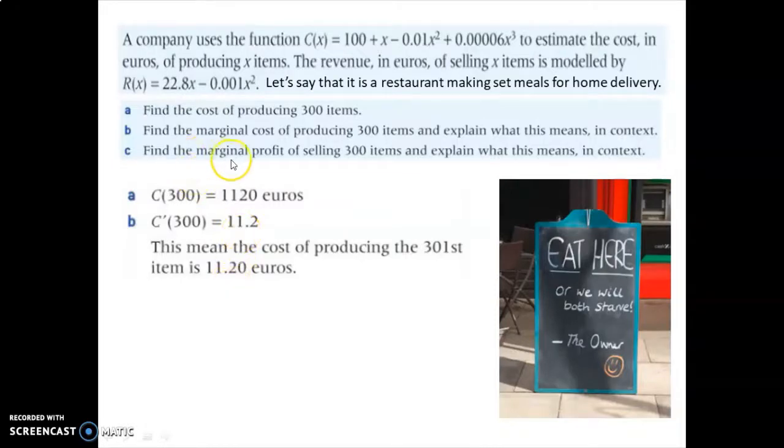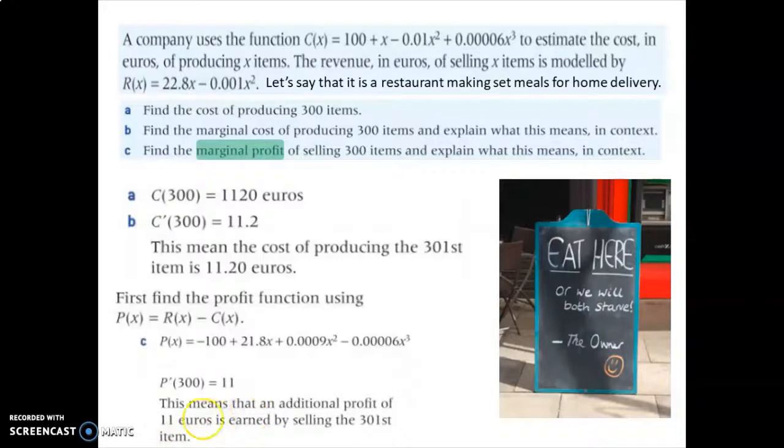Okay, in C, it says find the marginal profit. So notice now it went from marginal cost to marginal profit. So do we have a profit model here? No, but we have a cost model and a revenue model. And you may remember, revenue is all the income that comes to a company, and profit is revenue minus costs. So you're going to have to do revenue minus costs and find a new function, the profit function. So do that now. Find your profit function when you subtract those two. And then find the marginal profit. That means take the derivative of that profit one and find that marginal profit at 300 items.